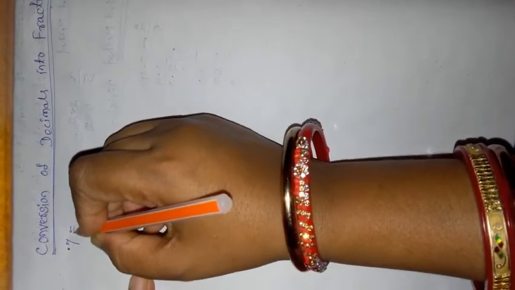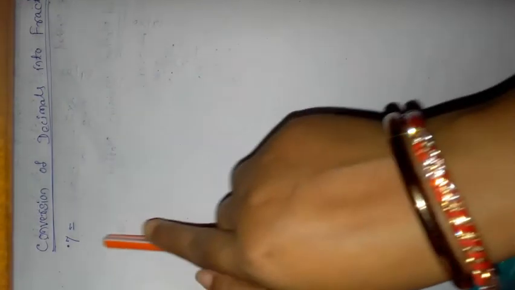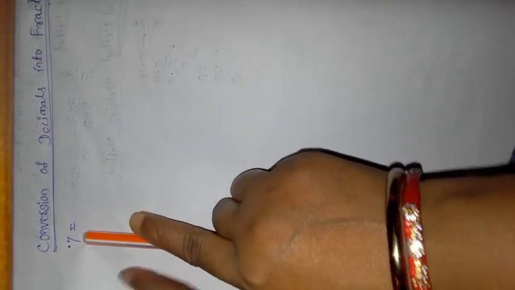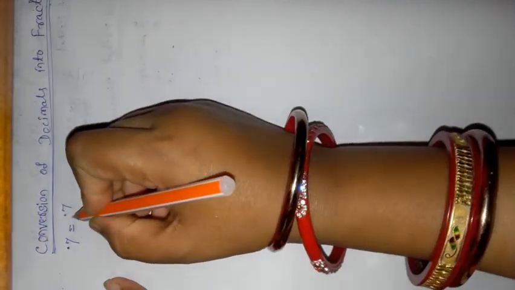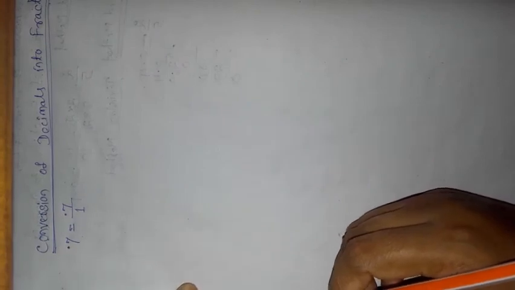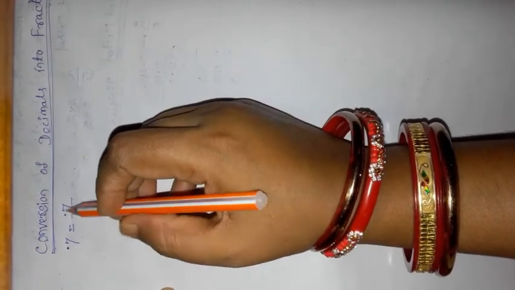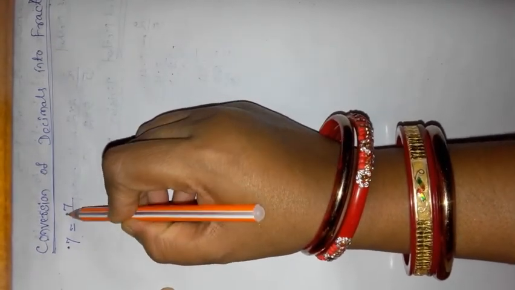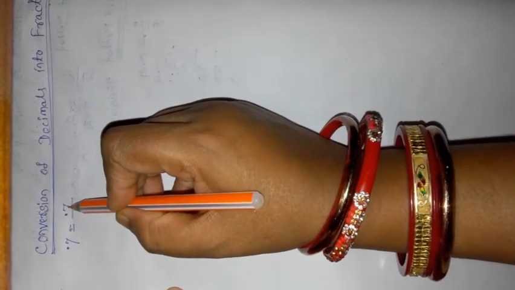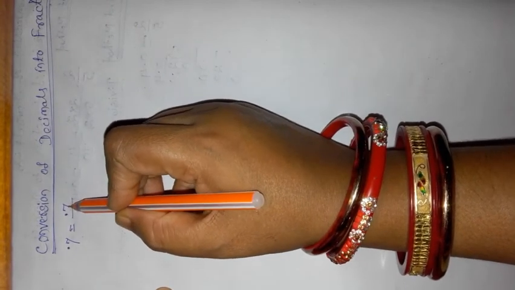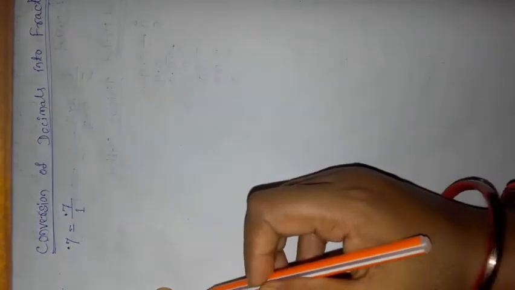0.7. How can we convert the decimal into a fraction? It is a decimal number. Write the decimal in the numerator and write down 1 in the denominator. Then count how many digits are there after the decimal point. Count the number of places or the number of digits after the decimal point.